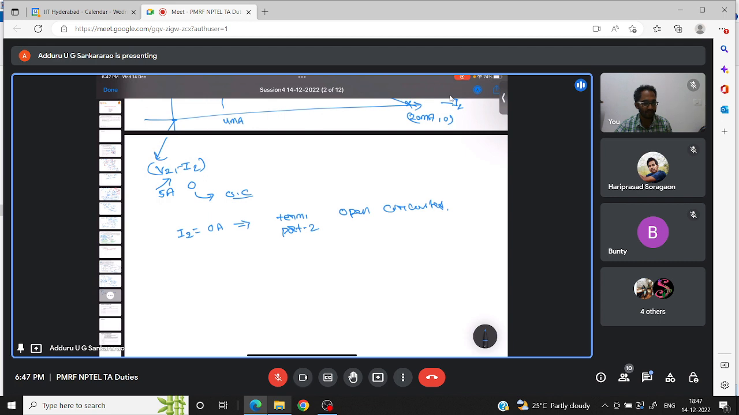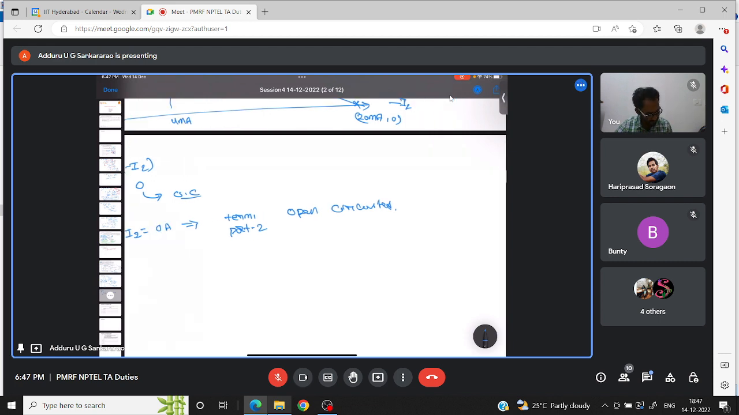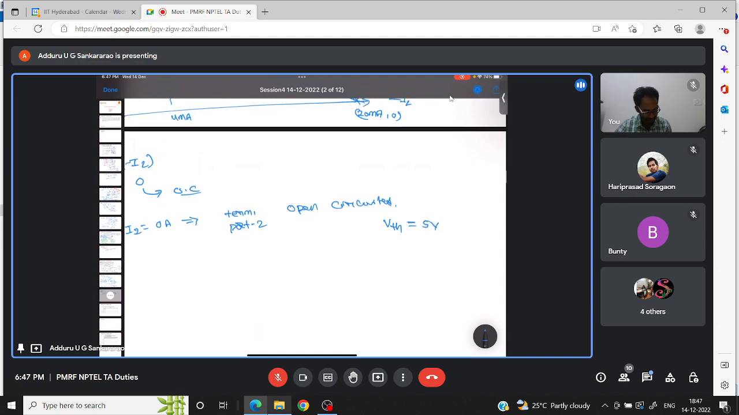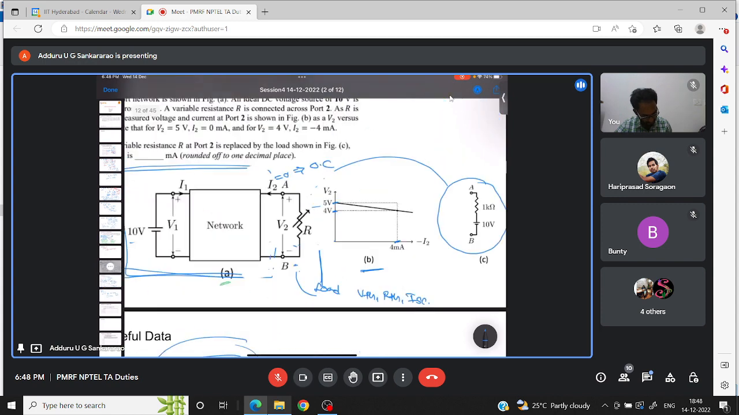If it is open circuited, that is the Thevenin's voltage. The open circuit voltage seen from the load terminals is nothing but the Thevenin's voltage. So what is VTH then? 5 volts. VTH is the open circuit voltage seen from the load terminals, already given as 5 volts. And current is 0, V2 is 5 volts from the graph. Fine.